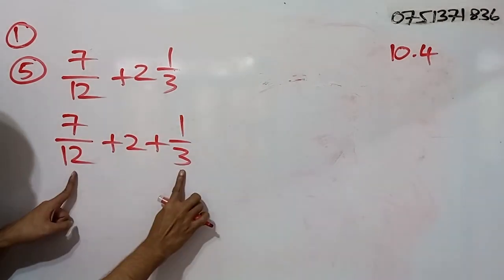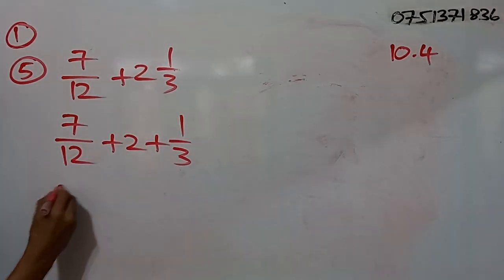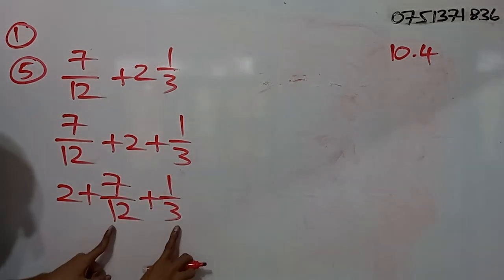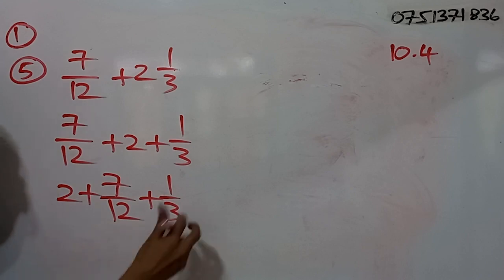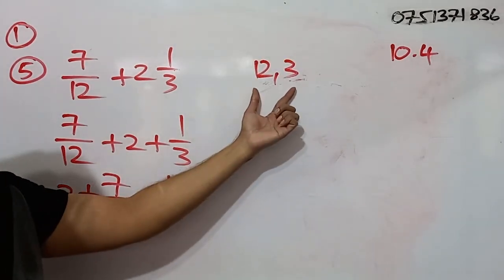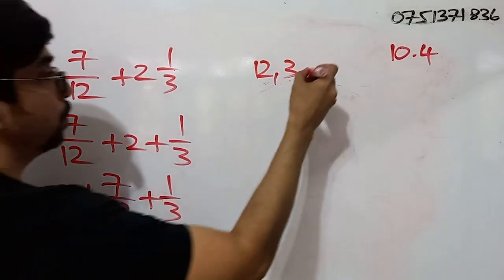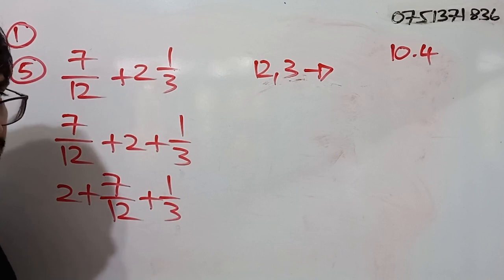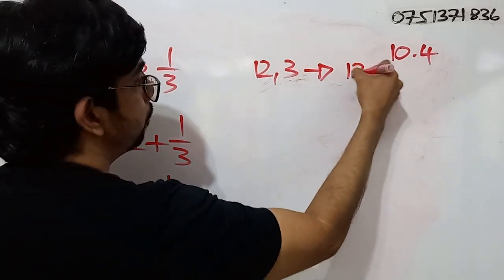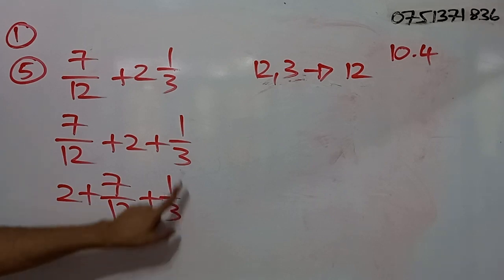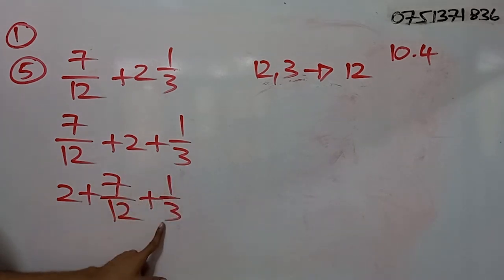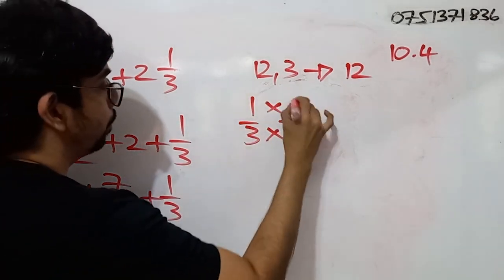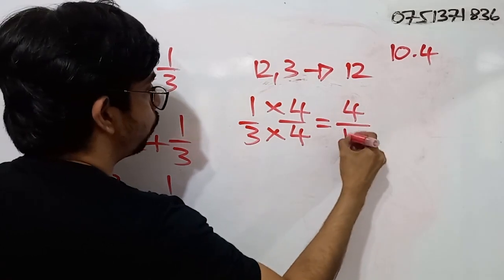Now I will add these two fractions. So 2 plus 7 by 12 plus 1 by 3. So here the denominators are different. What are the two denominators? 12 and 3. So the easiest way is we have to consider the LCM of 12 and 3. Right? So what's the LCM? 12. So I only have to convert 1 by 3. So 1 by 3, I'll multiply both denominator and numerator by 4. So this becomes 4 by 12.